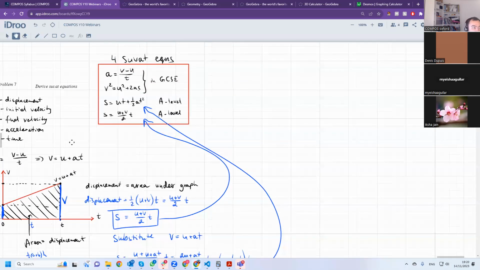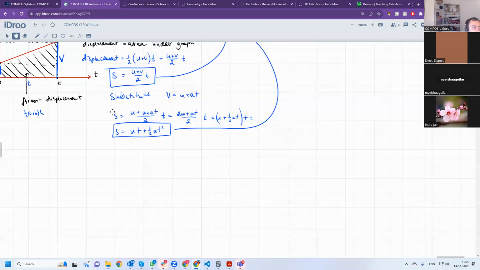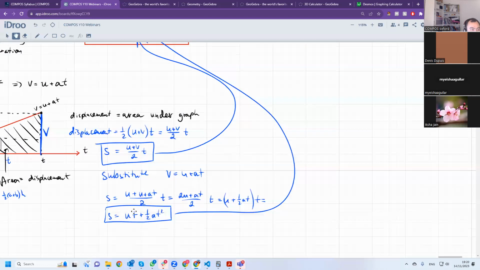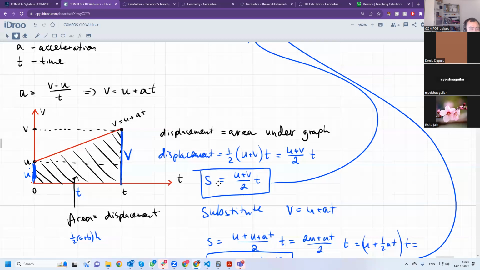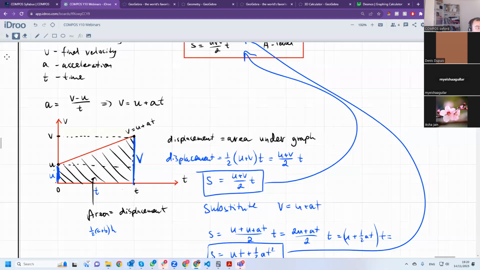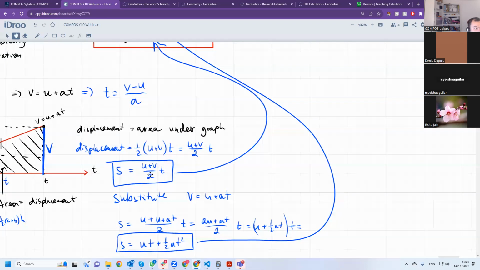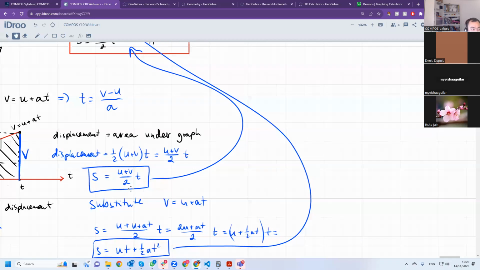And finally, the second Suvat equation. We make t the subject. So from here, we can make t the subject. So t is v minus u divided by a, and we sub that in to this equation.